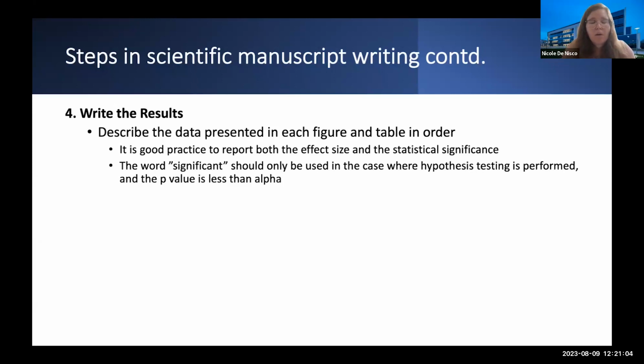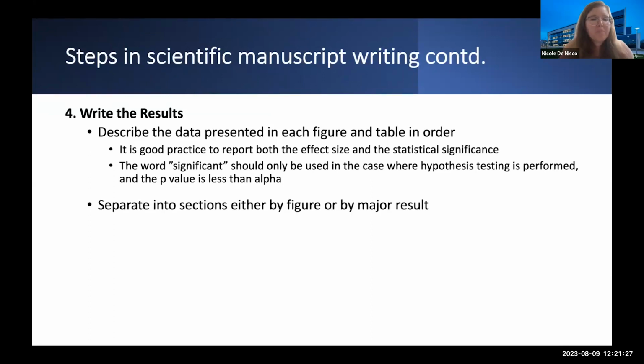And this is a peeve of mine, but many other reviewers will feel the same. The word significant should only be used in the case where hypothesis testing is performed, and your p-value is less than what you set as your alpha. So this is just little tricks for writing. I'm sure people have different opinions, but that's mine.